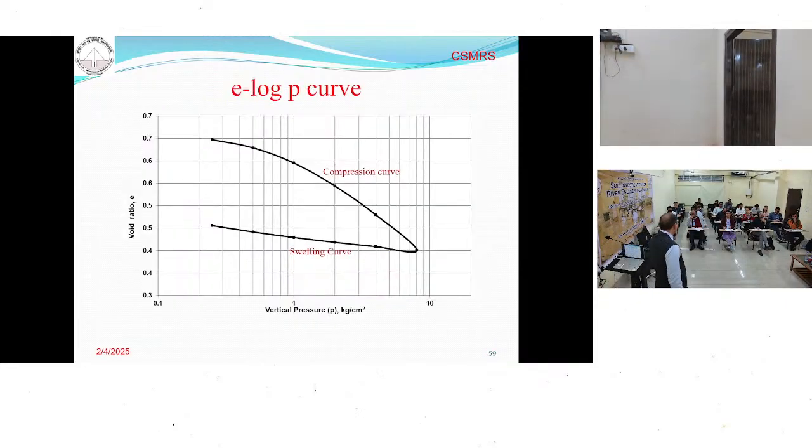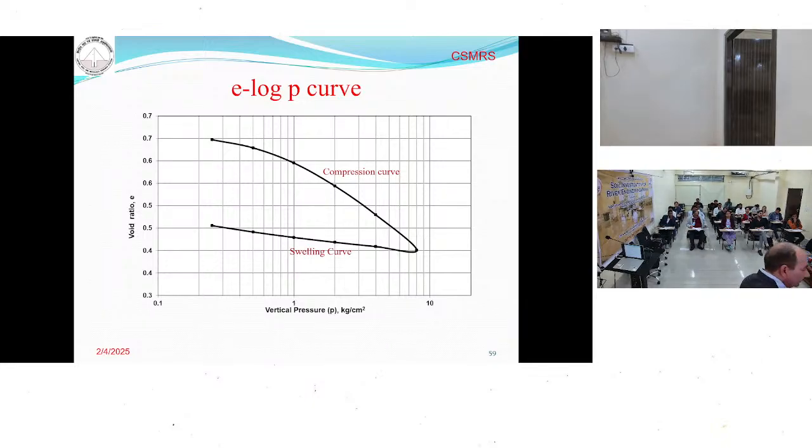This is the e-log P curve. When you apply the load, how the void ratio is changing. Pressure is here, void ratio is there. You know, this is a 0.25 load. You have applied this one, void ratio is decreasing. Again applied load, void ratio is here, again applied the load. Okay. So this sample was tested up to 8 kg per centimeter square.